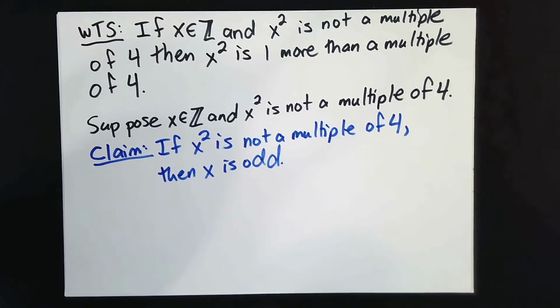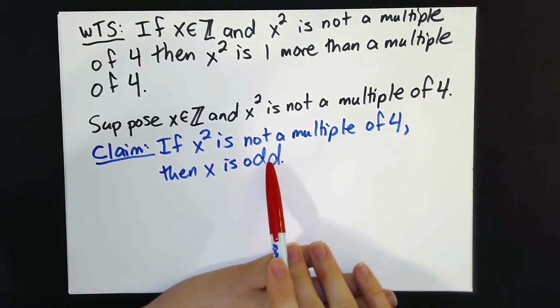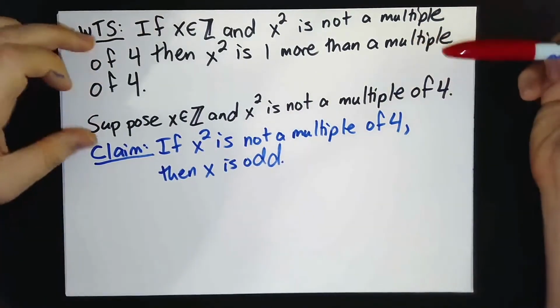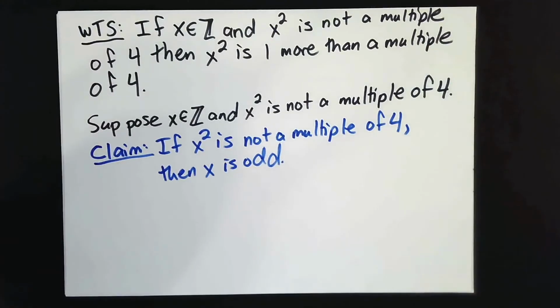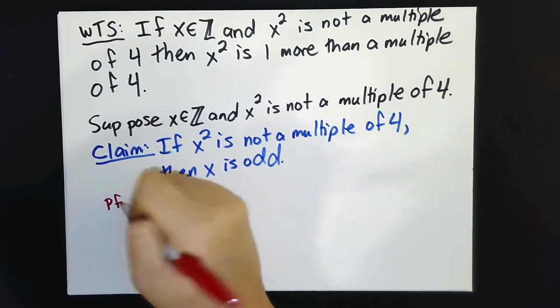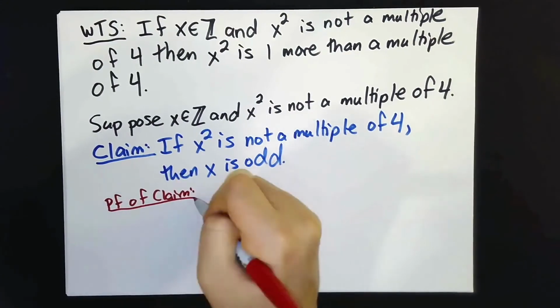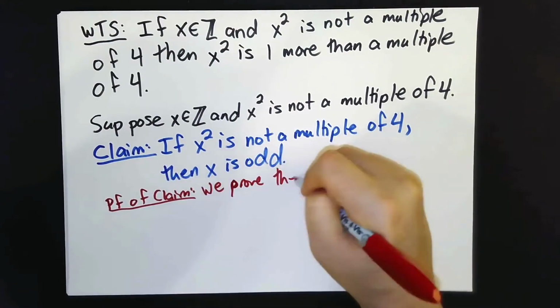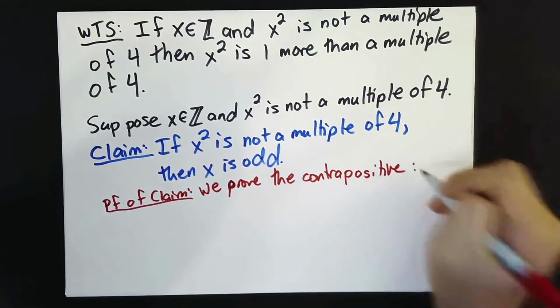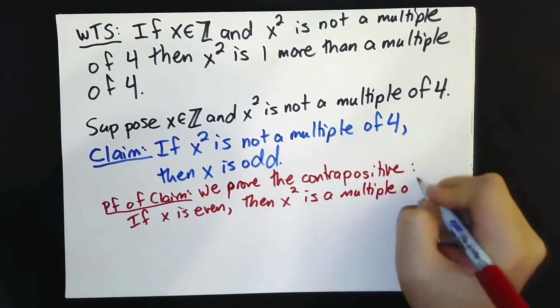So this is, again, someone showing you what's going to happen with this proof: I'm going to convince you that this means x is odd, and then from there I'm going to go on to show you the rest of what I want to do. But then you get a little proof inside the proof to see that the claim is true. And so what you'll often see people write is something like "proof of claim." And we actually prove here the contrapositive. The contrapositive here is if x is even, then x squared is a multiple of 4.